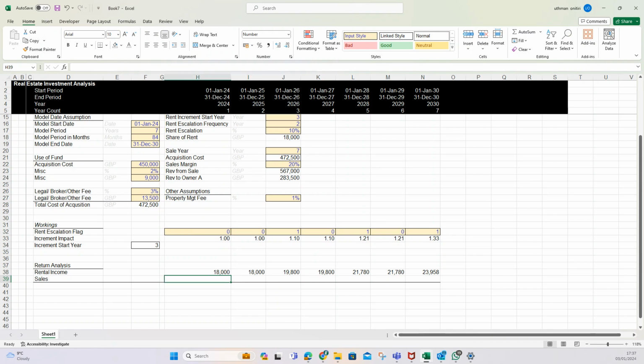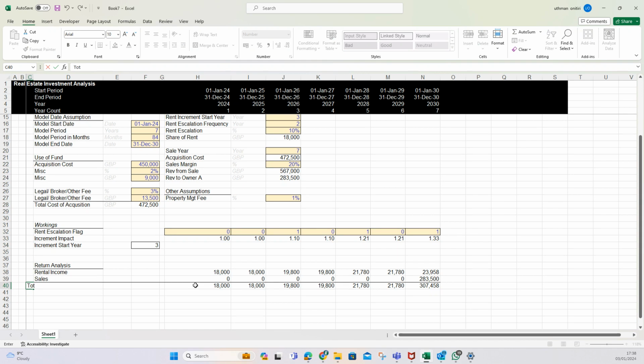So that's a simpler formula to write. What you just need to do is to say if sale year equals this, simply give me my own share of revenue from sale. It's as simple as that. Otherwise, give me zero. And that's it. So this is all that comes to you.